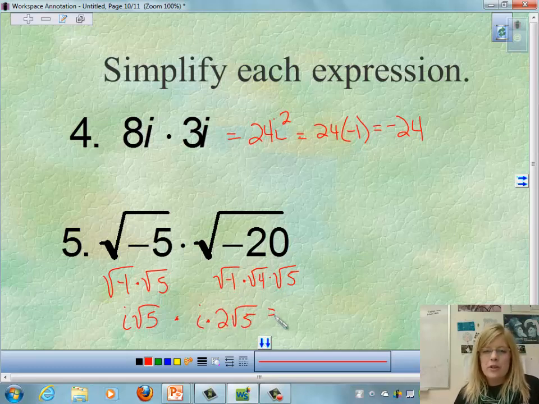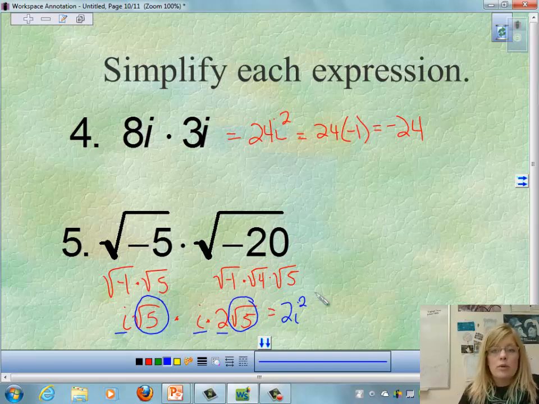So now I want you to multiply what you have on the outside. i times 2. Well, i times i is i squared, times 2 is 2i squared. And then you have your radical 5 times a radical 5, which is radical 25. And what's the square root of 25? That is just 5.